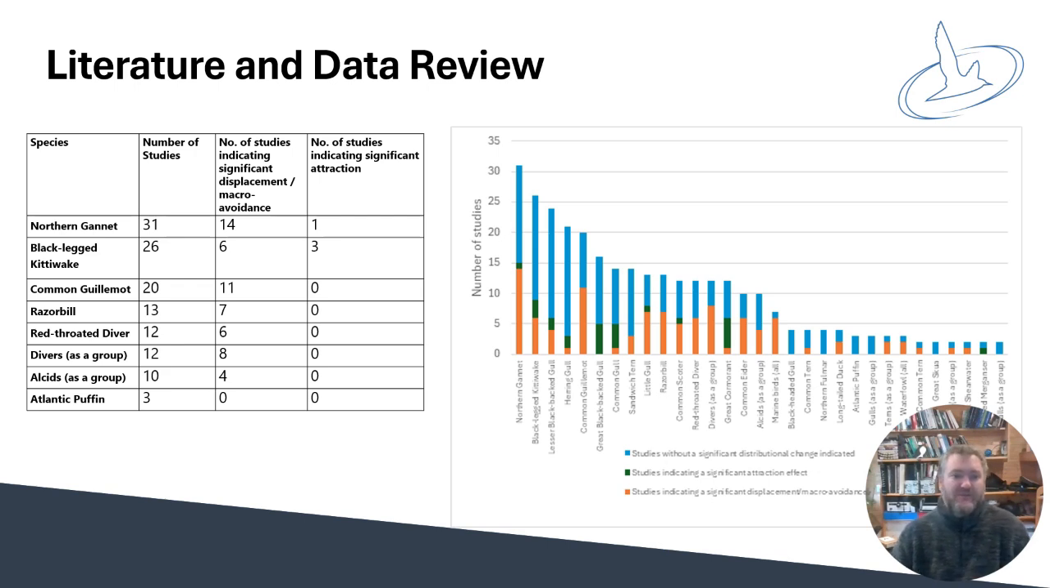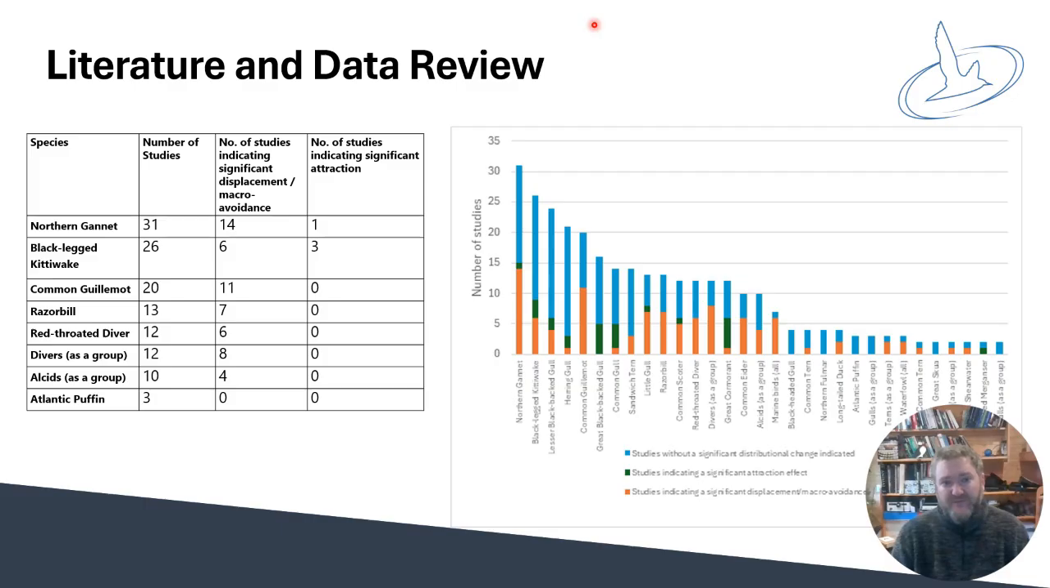So once you dig down into the literature review, what we find is that northern gannet is the most covered species with 31 studies. This is followed by kittiwake, guillemot, razorbill, and divers, with all other species or species groups falling out underneath that. Interestingly, in a lot of cases there's almost a 50-50 split in terms of the number of studies that indicate some sort of significant displacement or attraction versus studies that don't show any significant displacement or attraction at all.